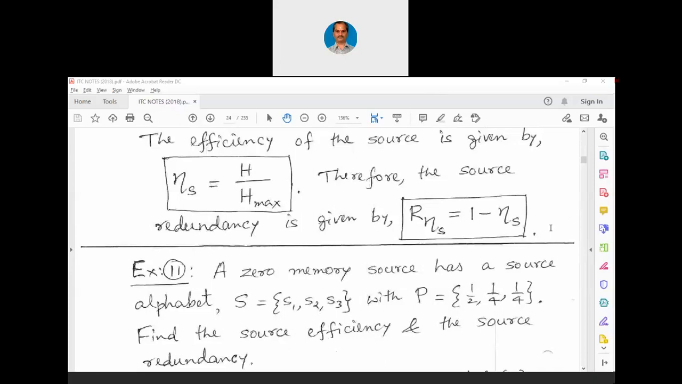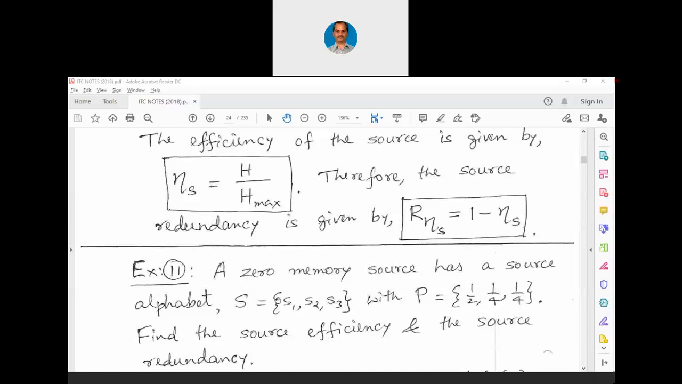Okay, Chandramohan has given the answer H is 1.5. Vanilla has given the answer 94.6%. Kuldeep has given the answer 94.6%. Okay, let us see the answer.